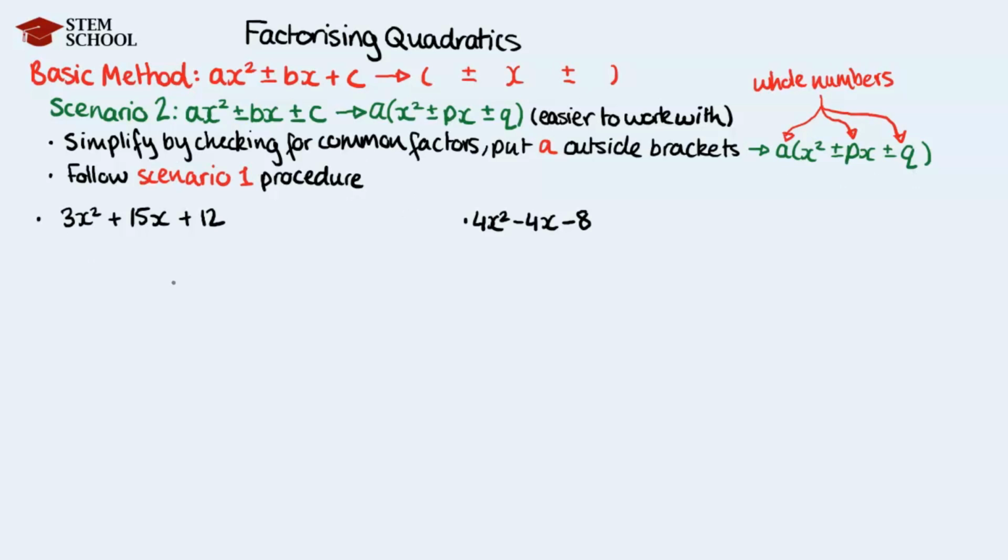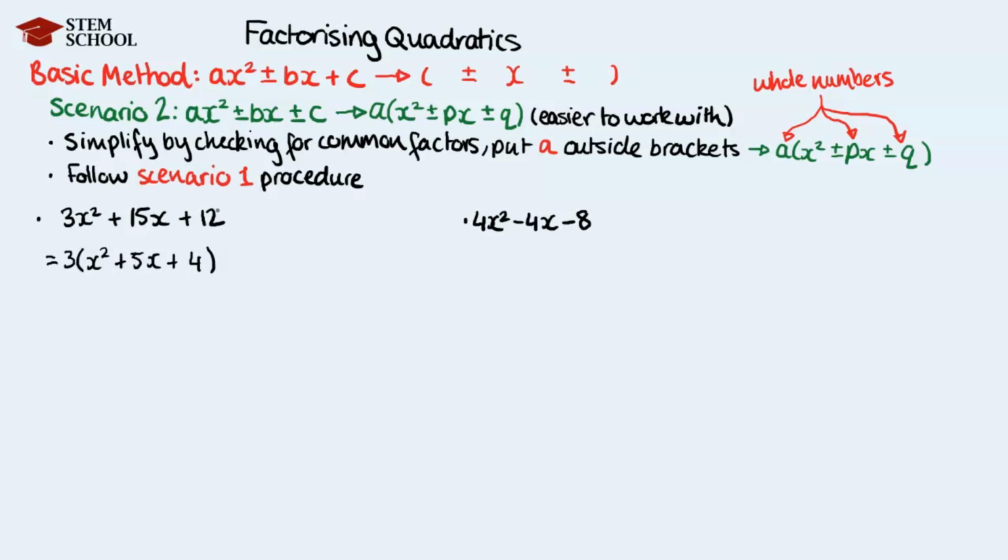So let's go into the first example, right? We've got 3x squared plus 15x plus 12. When you look at the numbers 3, 15 and 12, you recognise their factors, right? So we can take the number 3 outside the brackets, okay? And then just factorise it. So 3 times, so it'll be x squared, then 3 times what makes 15x, it'll be 5x. 3 times what makes 12, it'll be positive 4, okay?